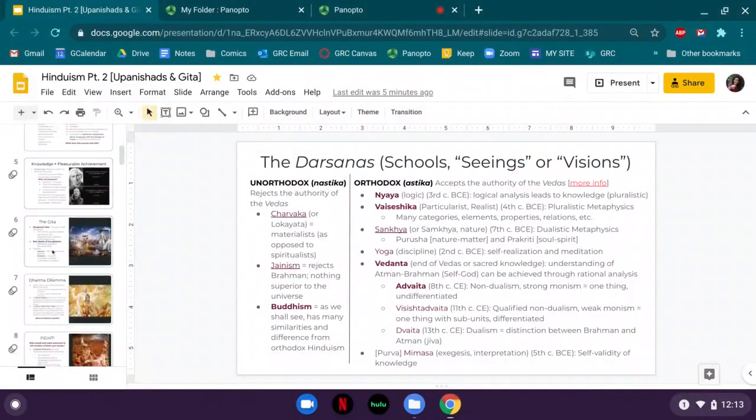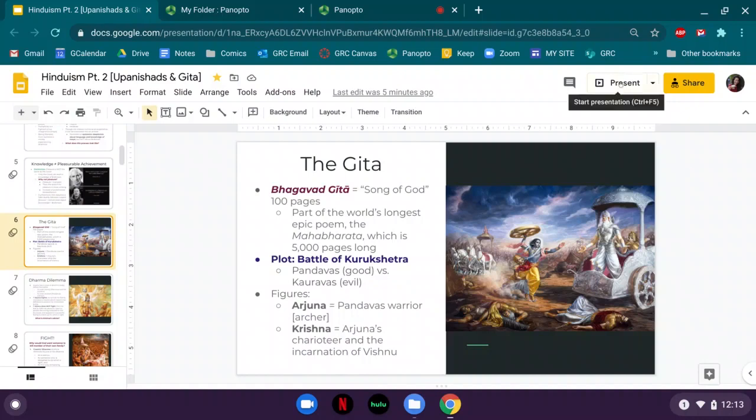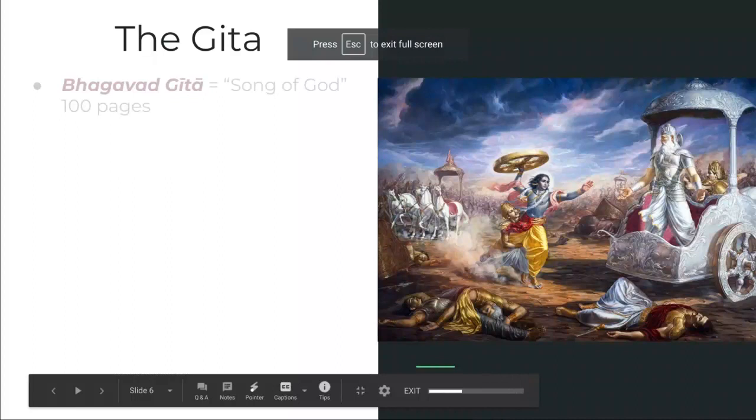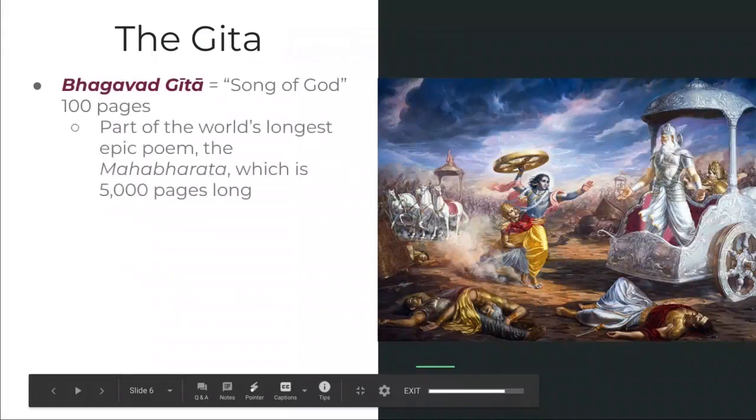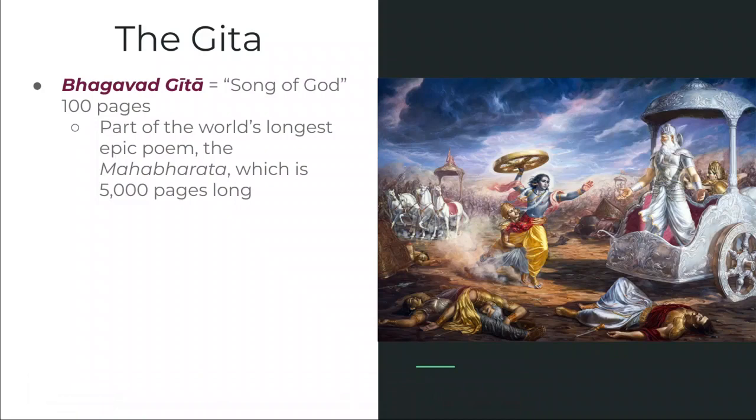So now I want to jump ahead to the main text that this lecture focuses on, which is the Bhagavad Gita. As I mentioned, the Bhagavad Gita is part of the world's longest epic poem known as the Mahabharata. The Mahabharata is 5,000 pages long, very long poem, but the Bhagavad Gita is only 100 pages of it, and it translates as the Song of God. Right? And so this is considered to be probably one of the most recognizable and popular texts in Hinduism, especially in the West. You'll even sometimes see various traditions who worship Krishna passing out little texts of the Bhagavad Gita. It's a beautiful poem if you're ever interested in reading it.